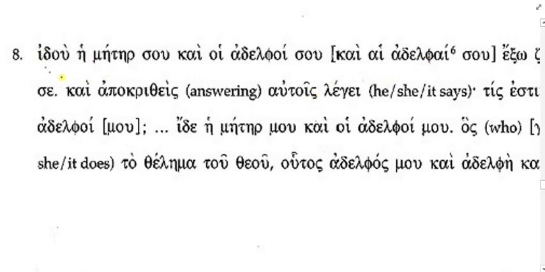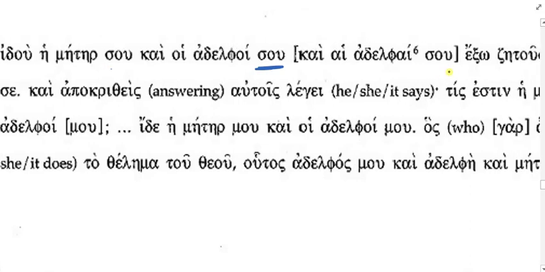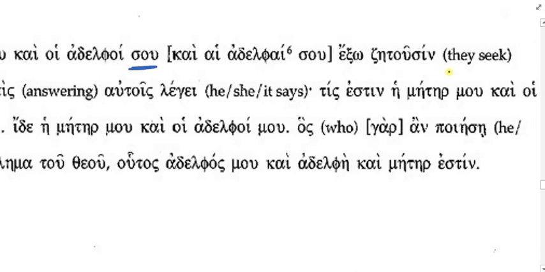For idou, how did Mounce gloss that for us in our vocab list? Behold. Hemeter, what's that? The mother, sou. So the mother of you is your mother. Kai hoi adelphoi sou, my brothers? Yes. Behold, your mother and your brothers. And in brackets, so this is a textual issue, but if it's original, it's "and your sisters." This is a feminine group of brothers, known as sisters. That's right, that's how they write sisters.